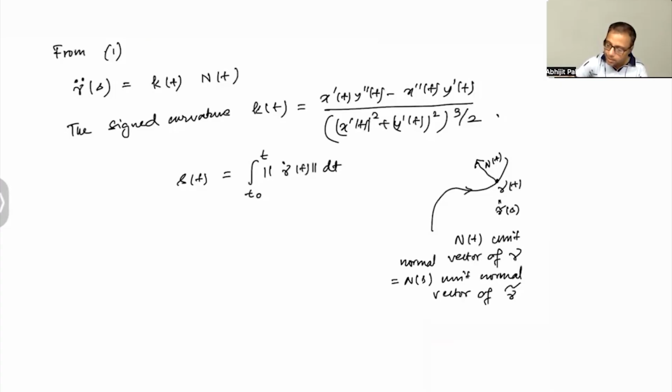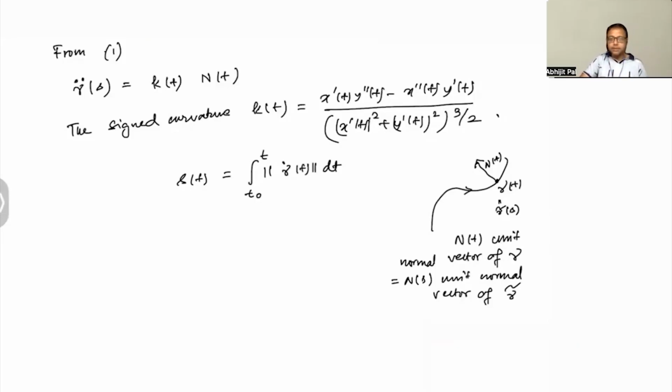Okay, so because of that, this kt, which again you can write as a function of S, becomes the signed curvature of gamma at the point gamma t, or it is the signed curvature of gamma tilde at gamma tilde S. Yeah, so we have given the notion of signed curvature.